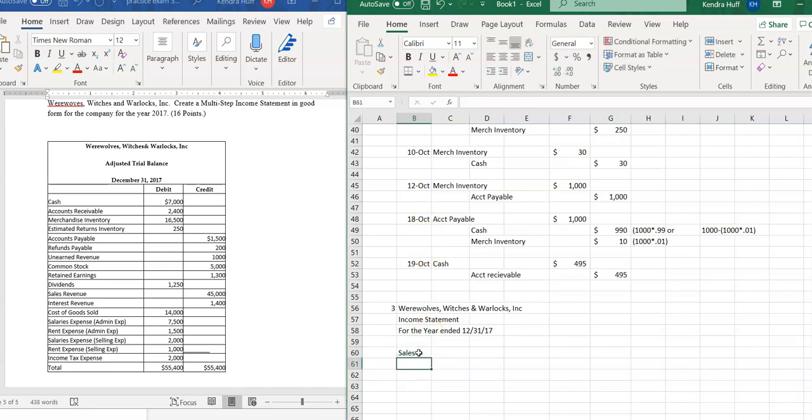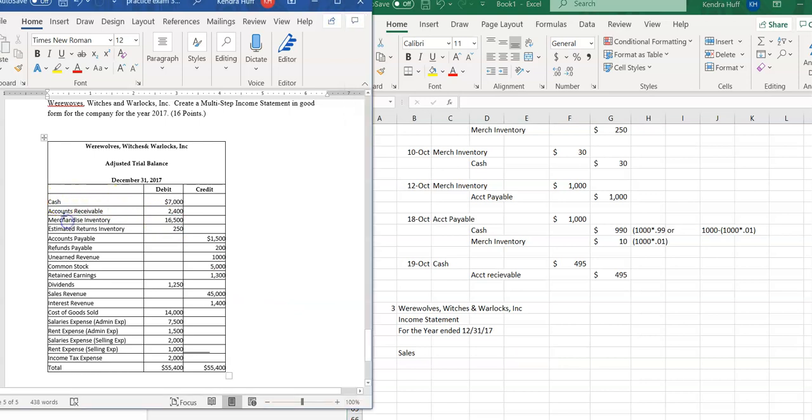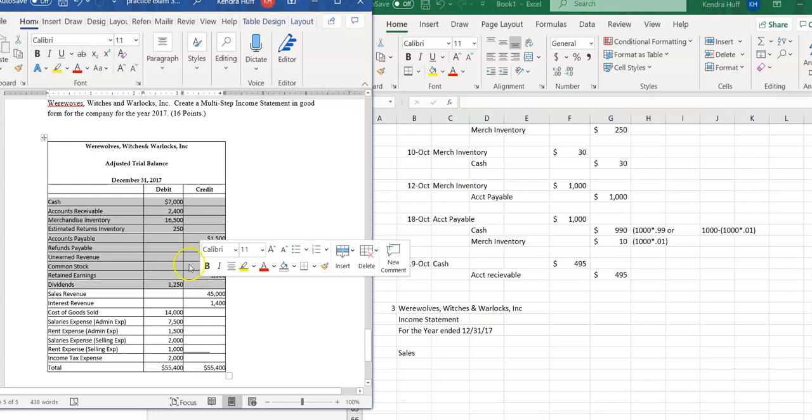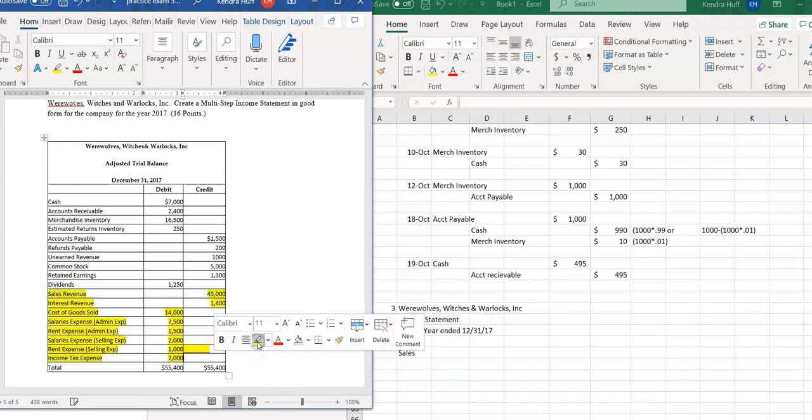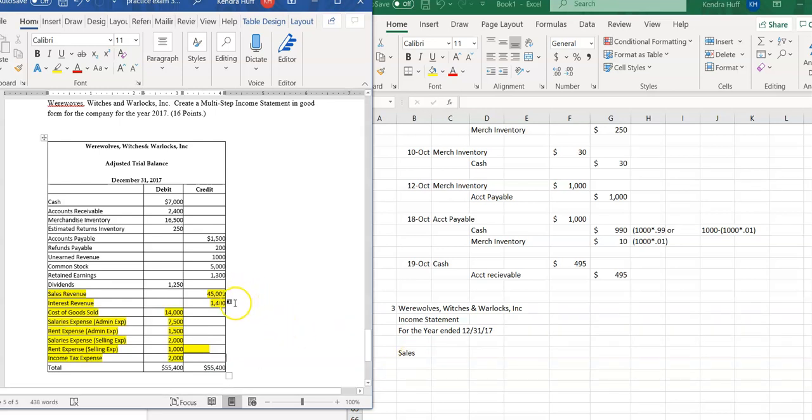All right, so first up, we're going to have sales, and I would skip a few columns. Remember, we're doing the income statement. So cash all the way down to dividends, you're going to ignore that stuff. You only want to pick up the sales through the expenses. This is the stuff that you want to pick up. This is what goes on the income statement. So we have sales revenue, interest revenue, and then a variety of expenses.